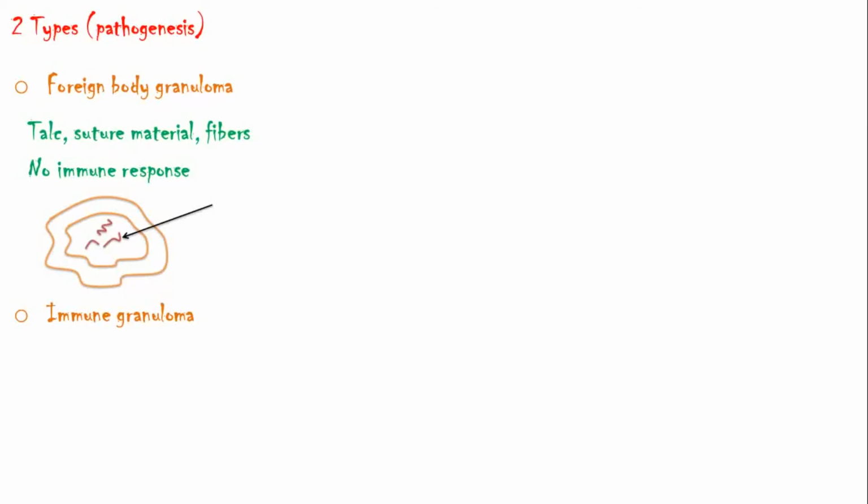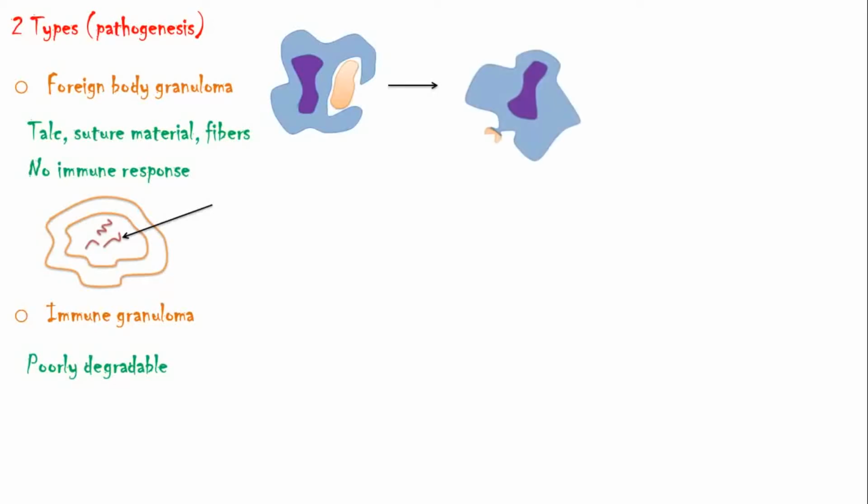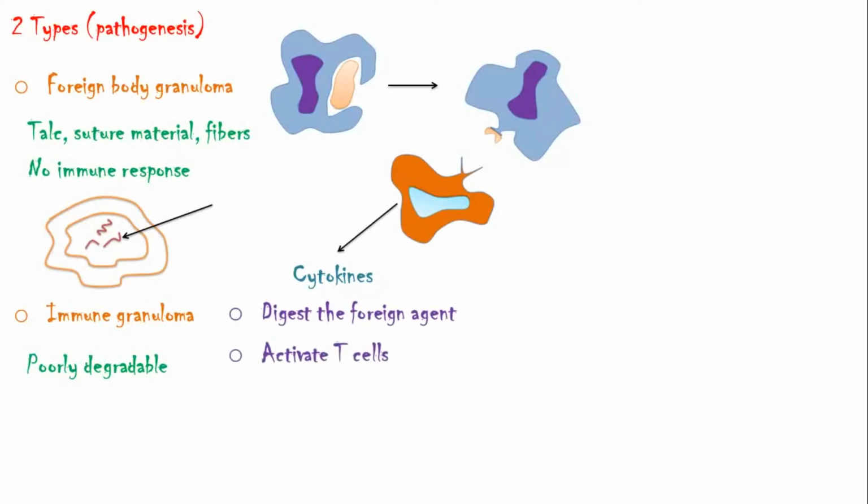Immune granulomas occur when the offending agent is poorly degradable. In this type of granuloma, macrophages engulf the bacterial antigens, process them and present them to the T lymphocytes. T lymphocytes in response secrete cytokines which help digest the foreign agent and activate other lymphocytes. And they secrete more and more gamma interferon which activates macrophages.